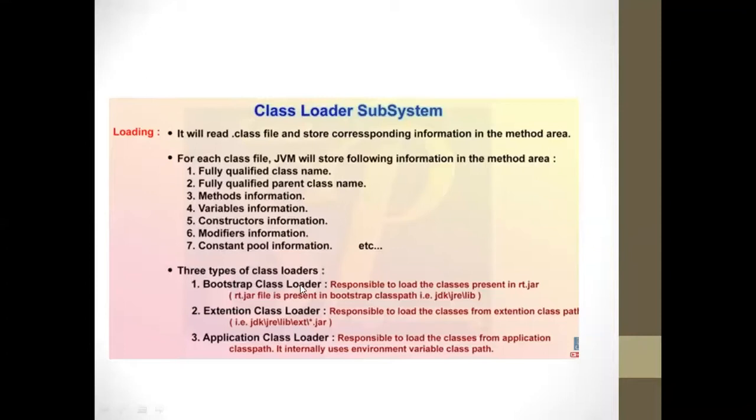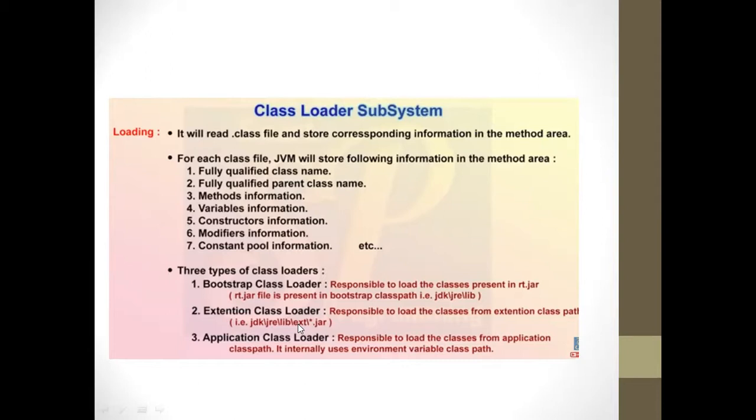Now, there are three types of class loader. The bootstrap loader is responsible for loading the classes present in rt.jar. The second one is the extension class loader, which we need to load the classes from the extension classes. You can see that we have the JDK, JRE, and the library portion, and all these types of files are loaded by the bootstrap loader. Similarly, we have the extension class loader, in which again we need to load the classes from the extension classes.